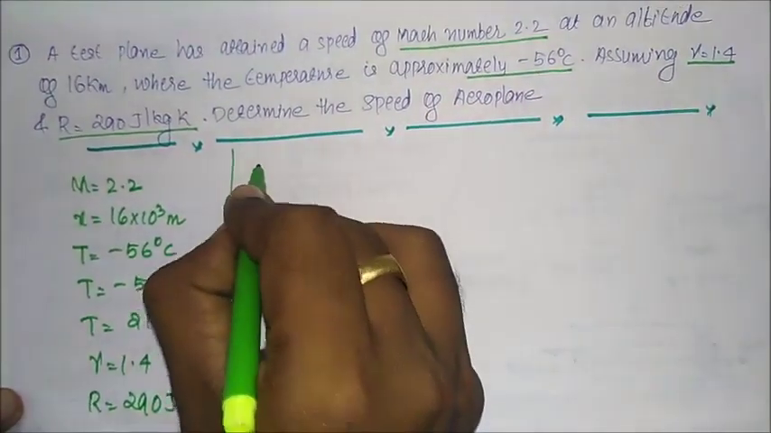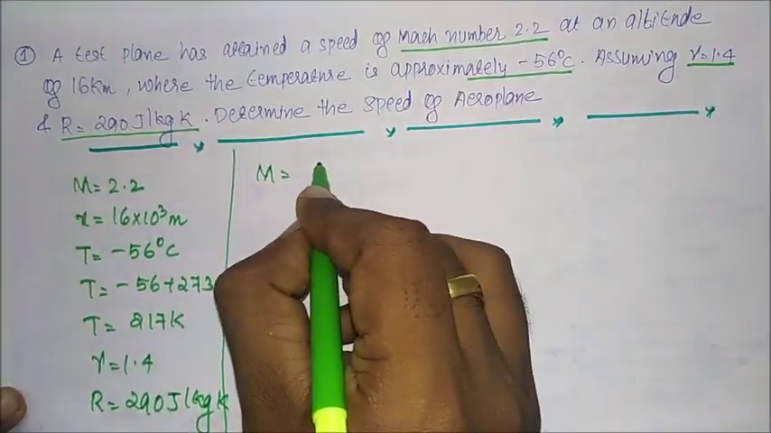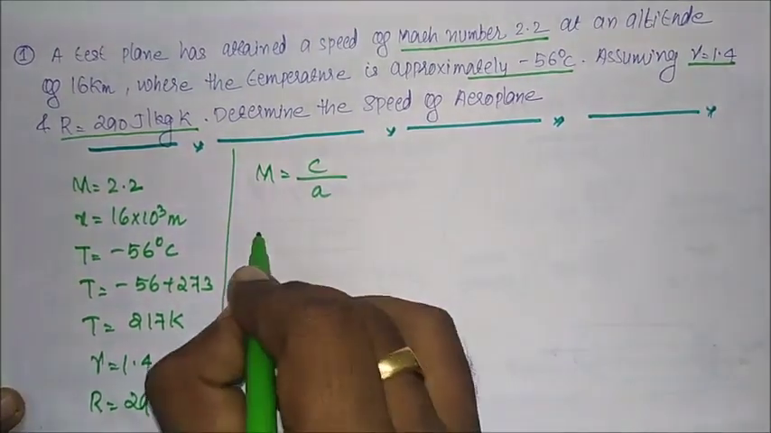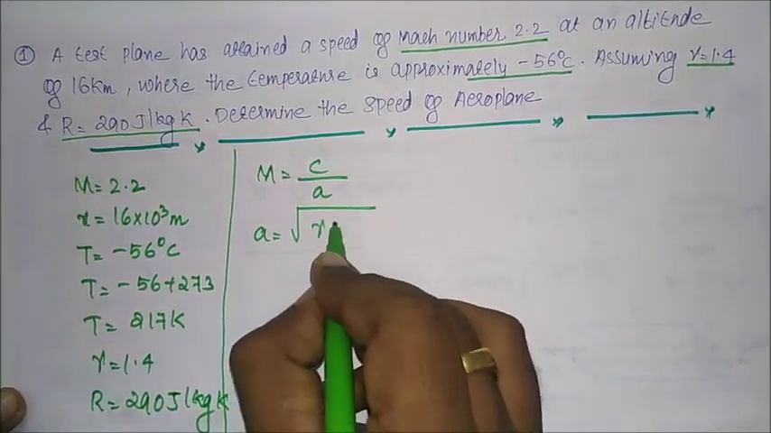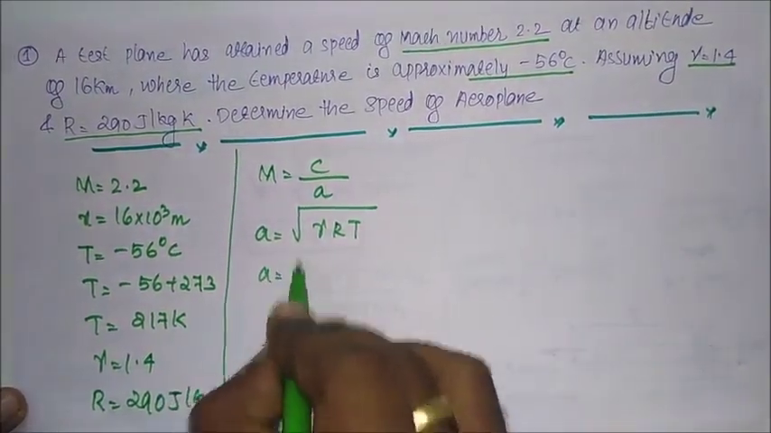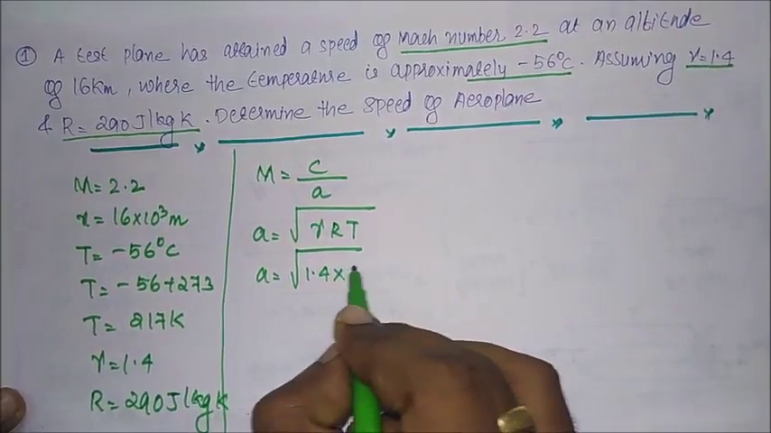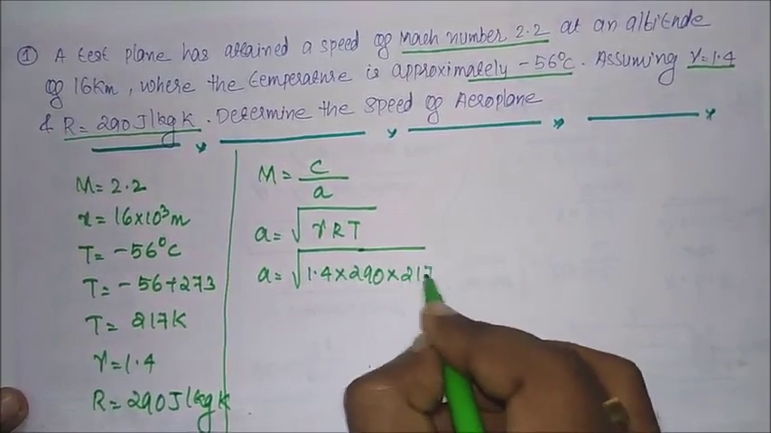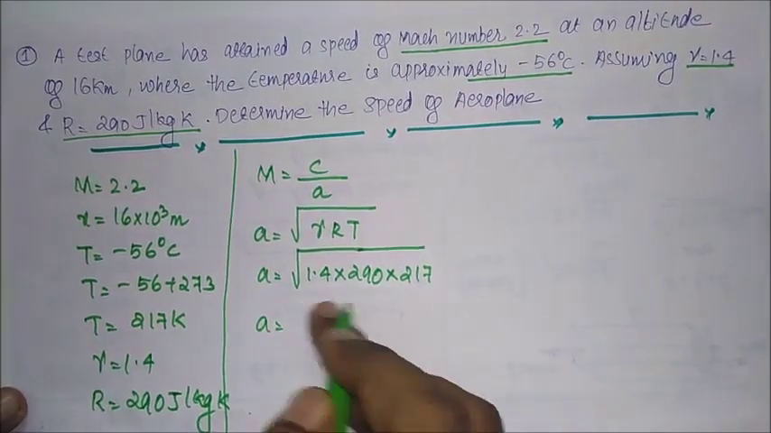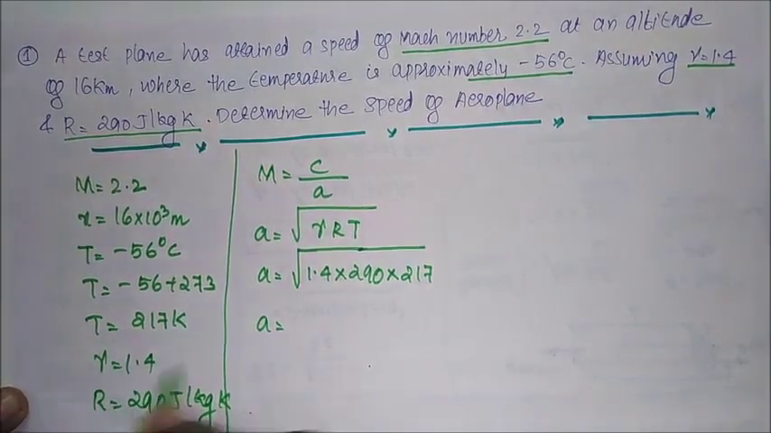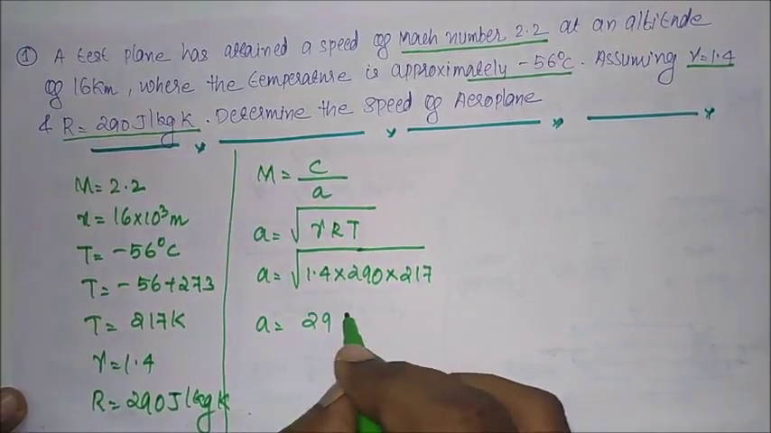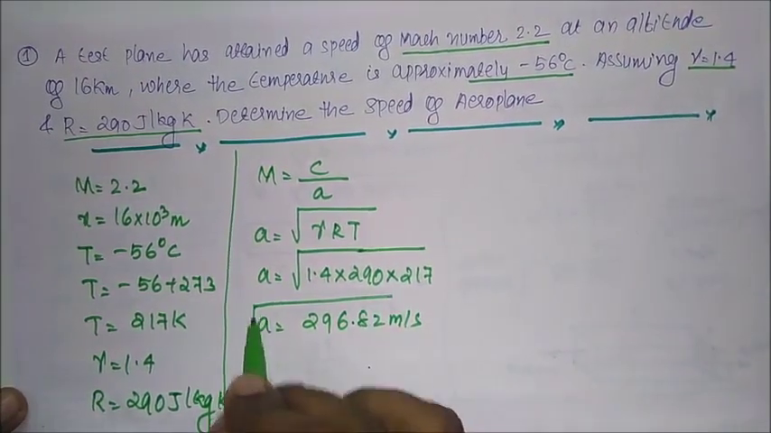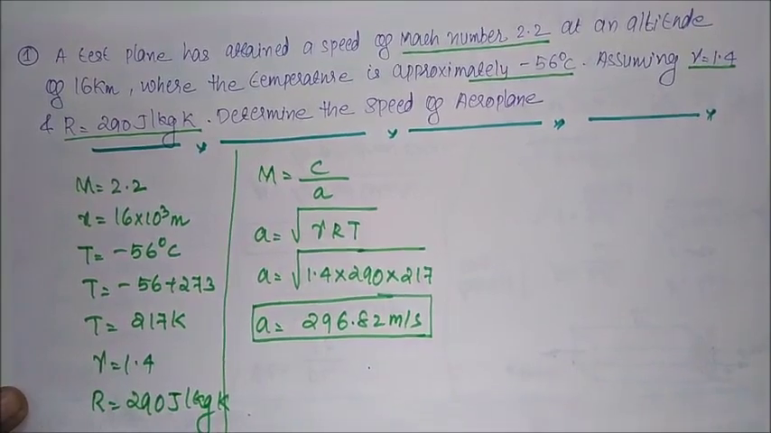We know that Mach number M is the ratio between the velocity of the object, or velocity of flow, to the velocity of sound, where A is equal to square root of gamma RT. That is, A is equal to square root of 1.4 into 290 into 217, which is approximately 296.82 meter per second. That is the velocity of sound.